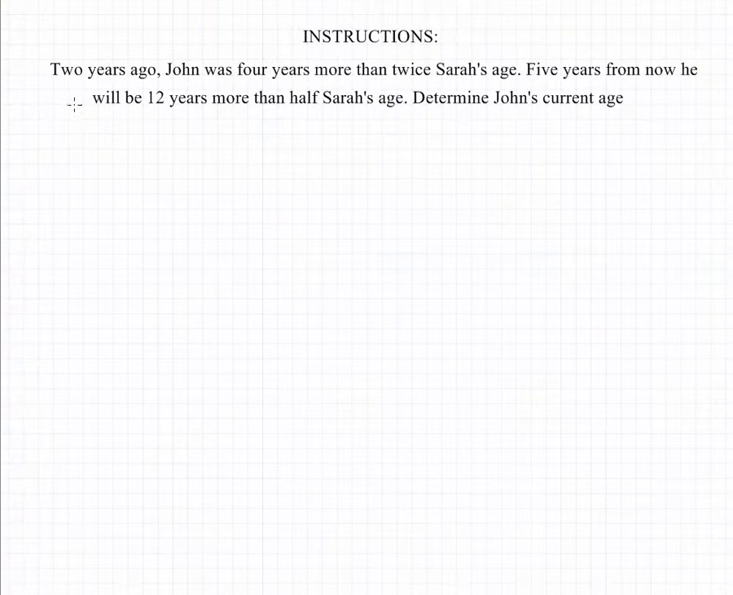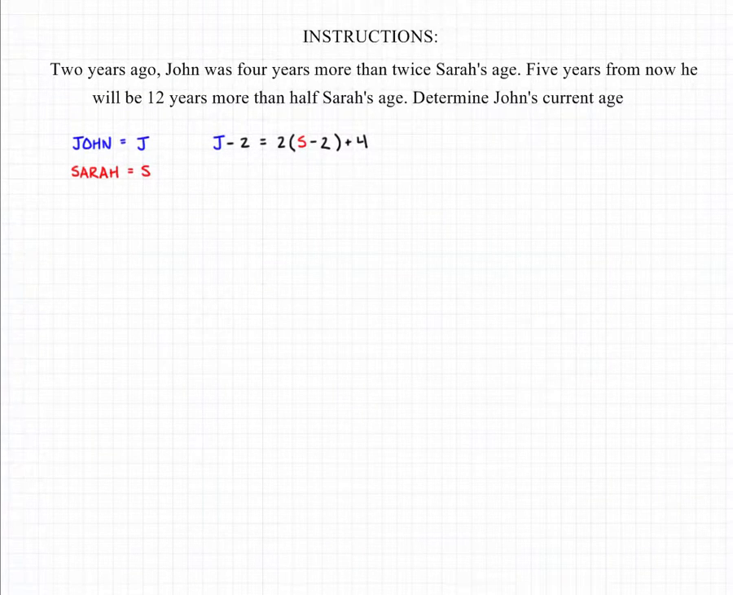In order to solve this problem, we first need to define our variables. So we're going to call John's age J, and we're going to call Sarah's age S. And given the information we have from the question, we know that J minus 2, John's age minus 2, is twice Sarah's age from 2 years ago plus 4, or J minus 2 equals 2 times S minus 2 plus 4.